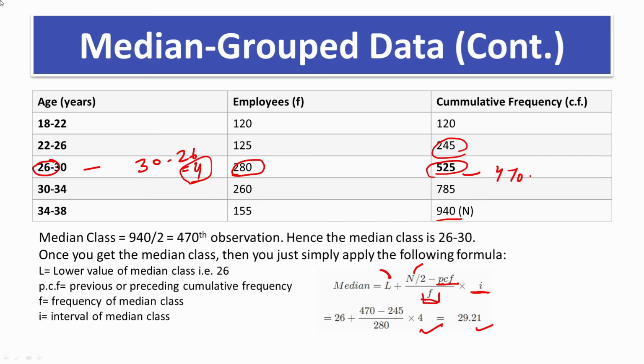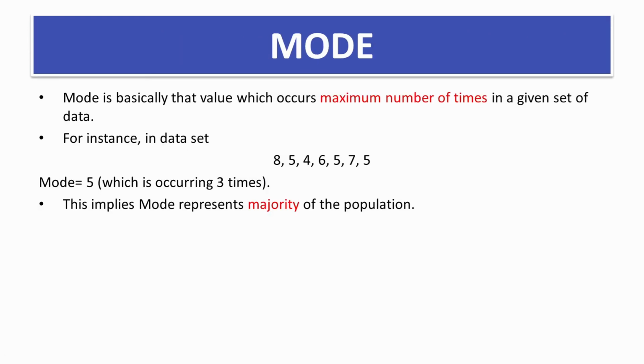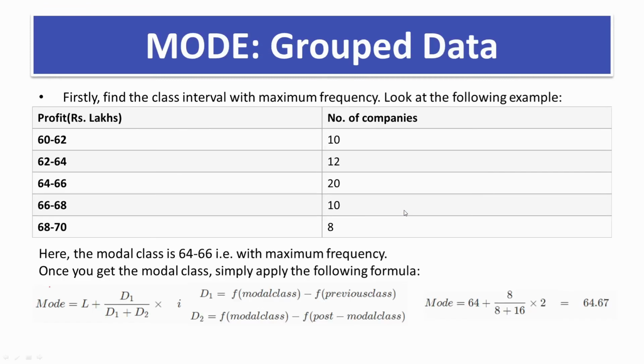So now we can move to mode. Mode is the value which occurs the maximum number of times in a given set of data, that is, the number having maximum frequency. For instance, in this data, 8546555, you can see that 5 occurs the maximum number of times. So the mode of this data is 5. You can say that mode represents the majority of the population.